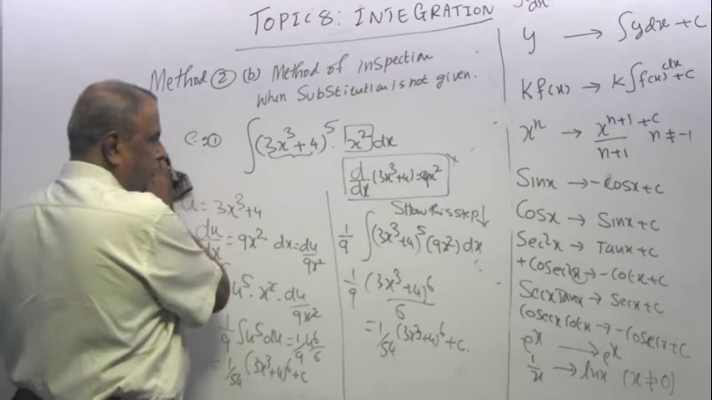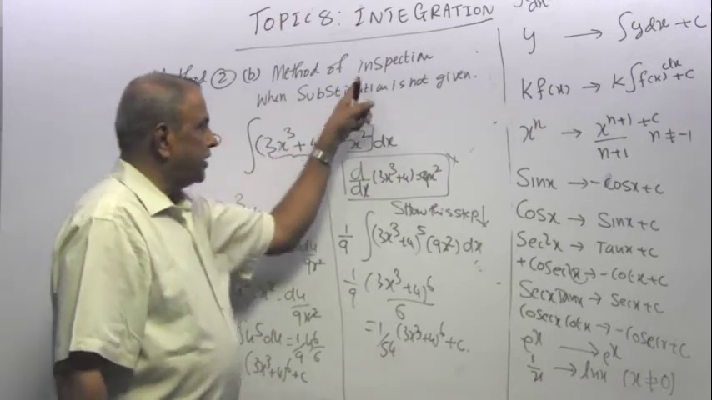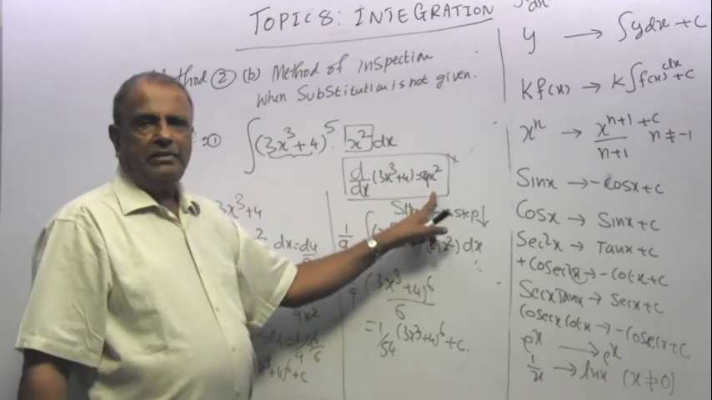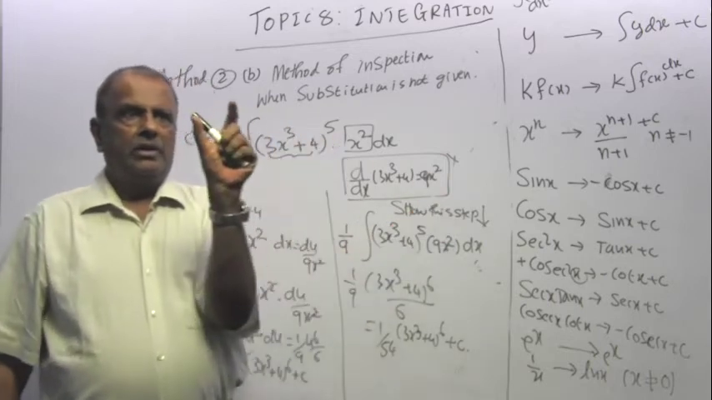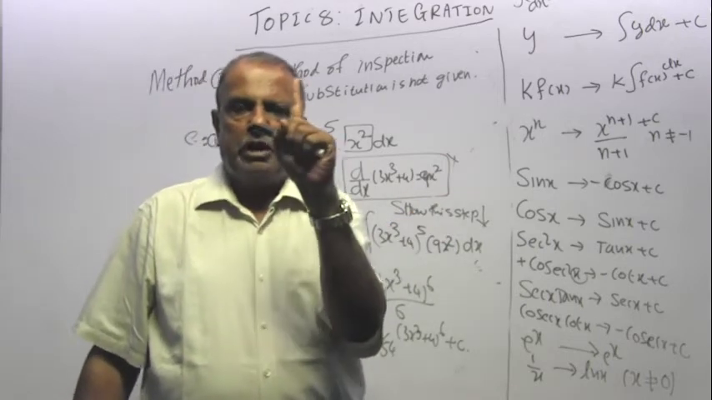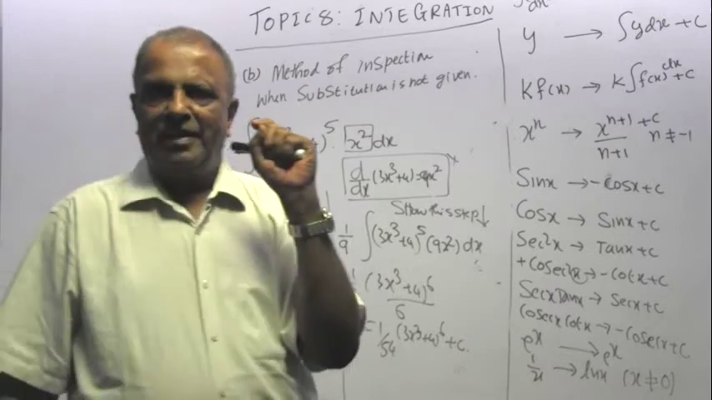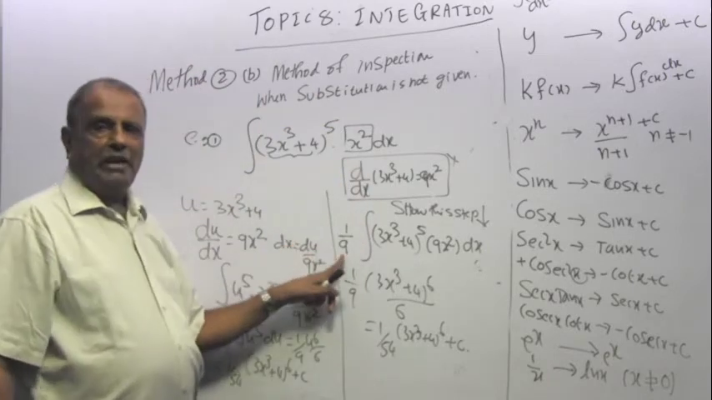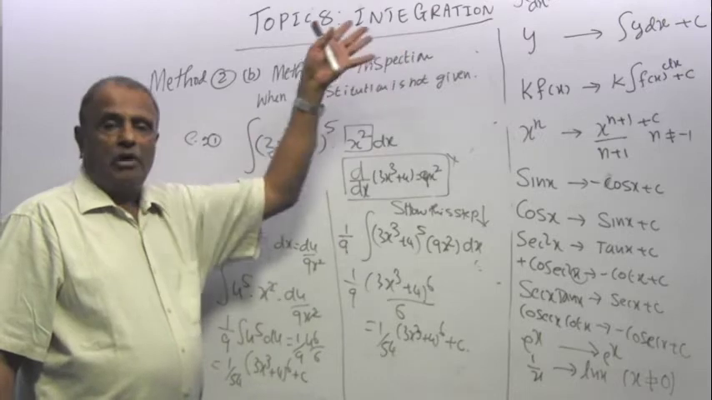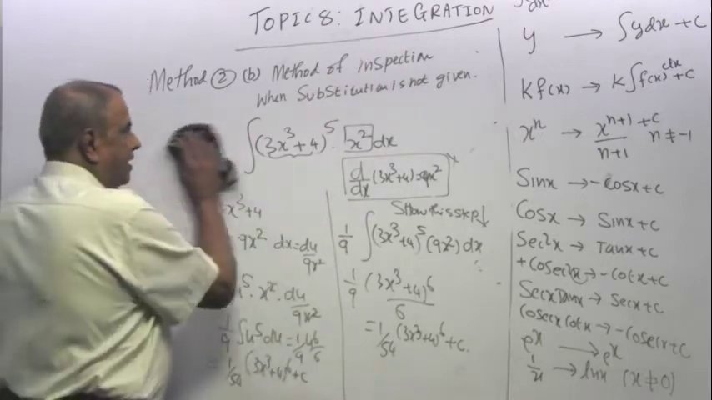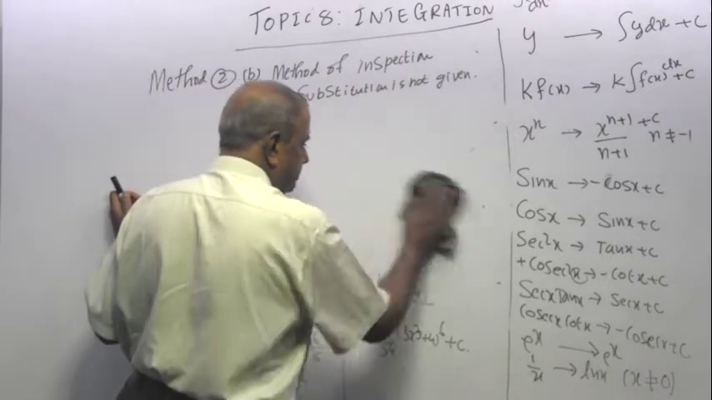Let's take another example. So, to use inspection, identify the derivative. The derivative should differ from the question by only a constant. You can multiply or divide by a constant and then apply the formula directly. Let me take another example.